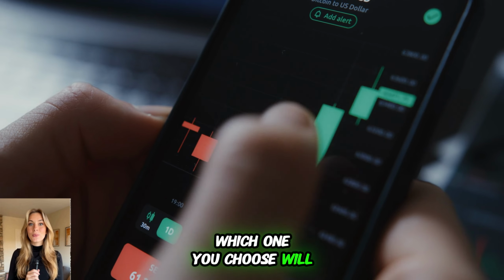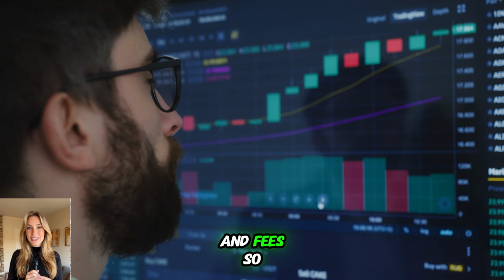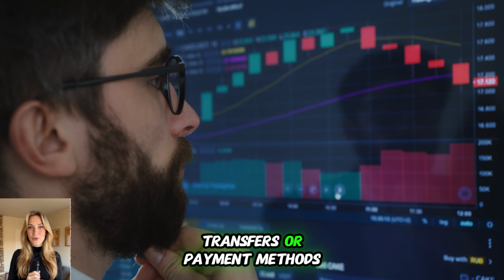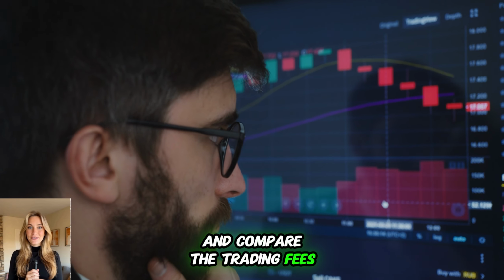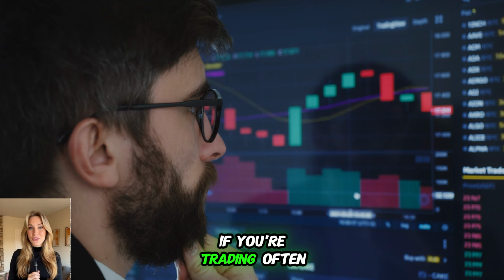Which one you choose will mostly depend on your country, since each exchange has slightly different coverage and fees. So take a moment to check which one supports your local bank transfers or payment methods and compare the trading fees. Fees are important because they directly eat into your profits if you're trading often.